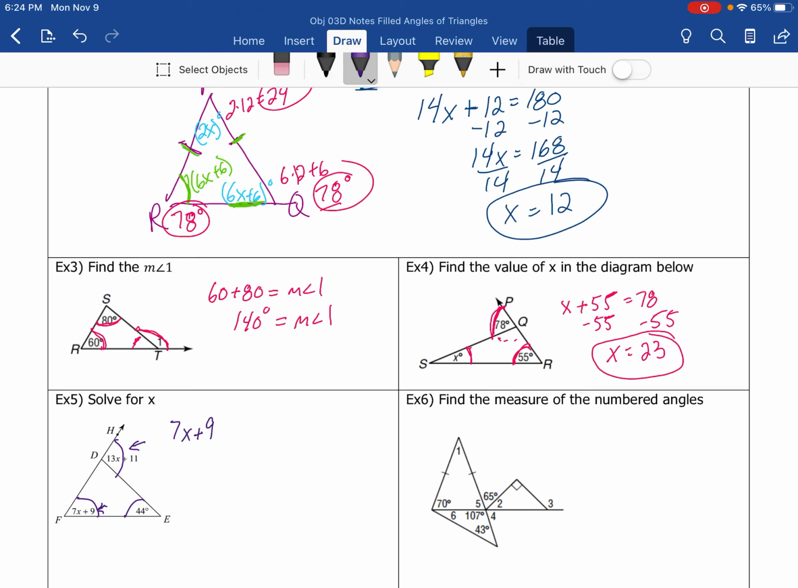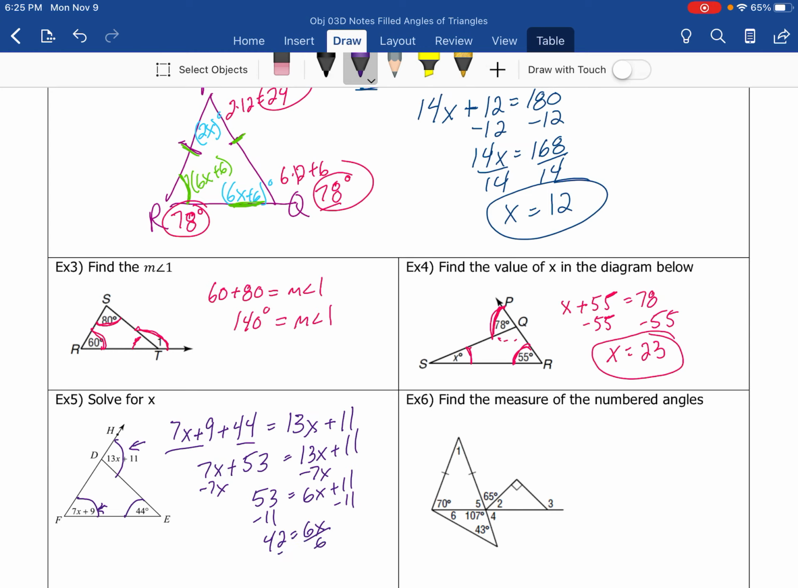So I know the sum of the remote interior angles, these are the ones that are on the inside, is equal to the exterior angle. And remember, these angles can't be right next to it. It doesn't work that way. Okay, so this is going to be 7x plus 53 is equal to 13x plus 11. Minus 7x: 53 is equal to 6x plus 11. 42 is equal to 6x, divided by 6. X is equal to 7.